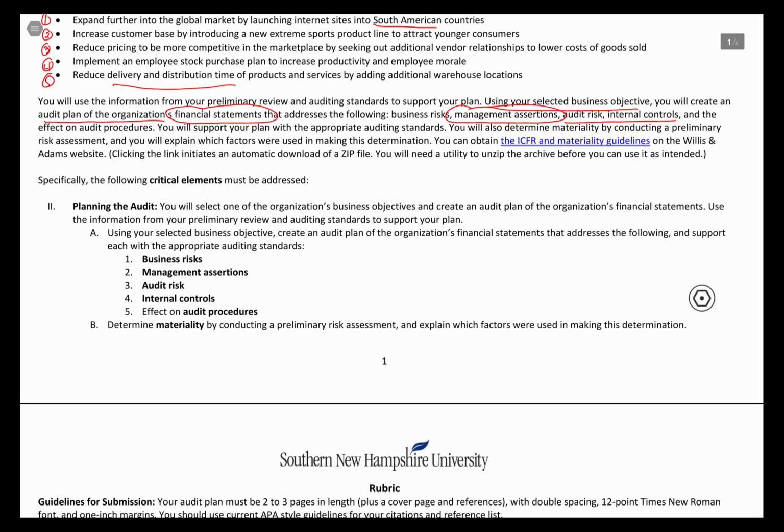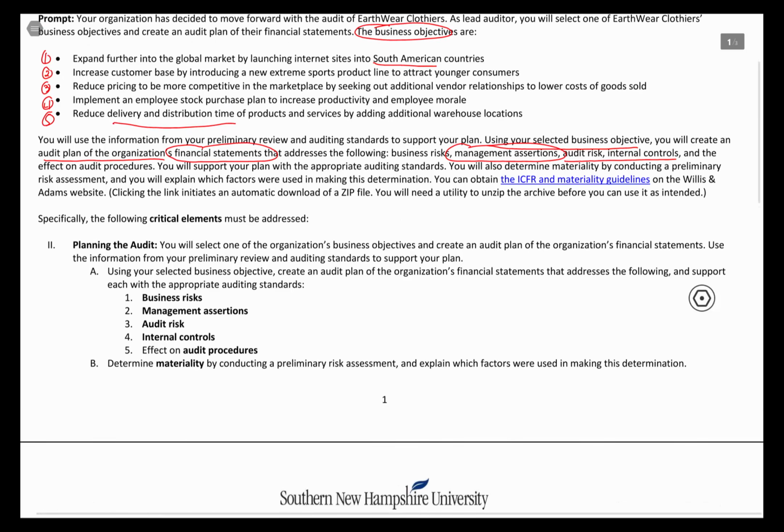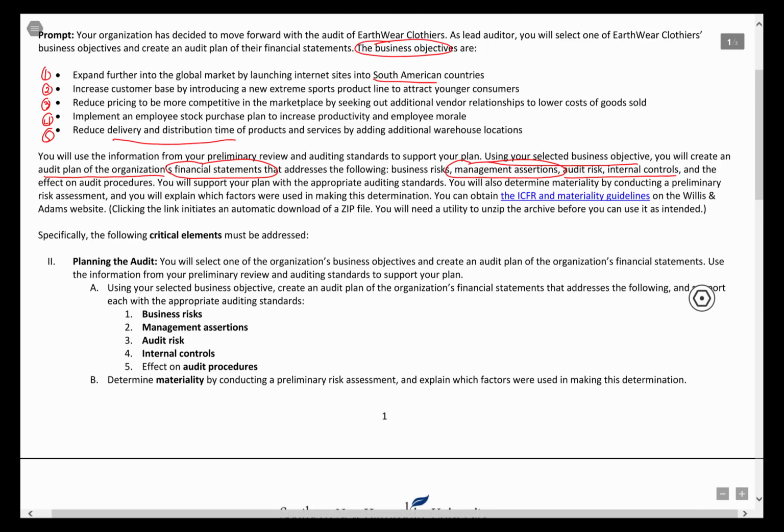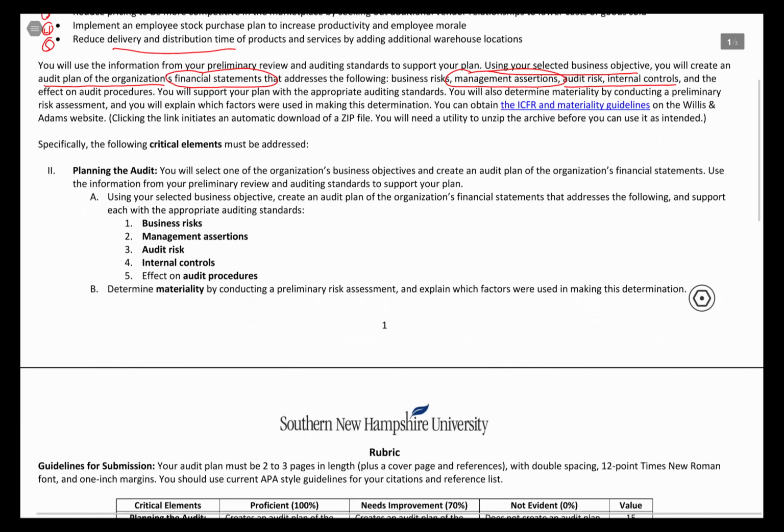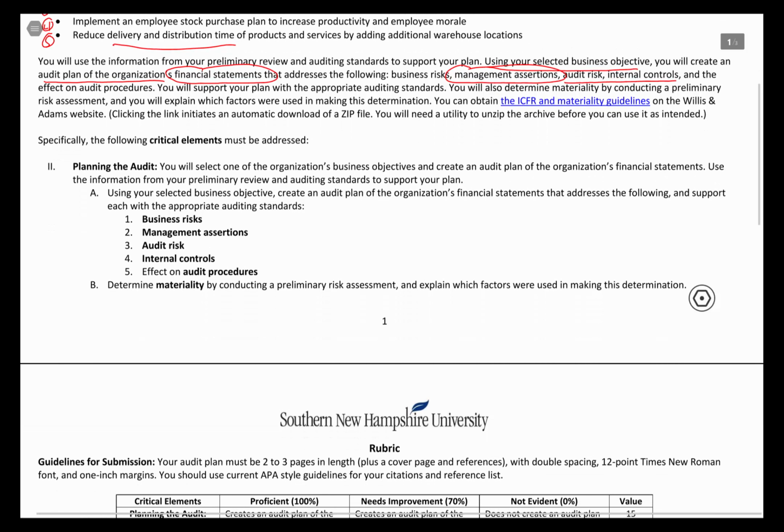So depending on which objective you're picking out of the 5 above here, it depends on how your audit plan will be tailored. But the most critical piece is that when you're planning the audit, you're using the objective that you select, one of the 5 from above, and then you're creating the plan, and your plan has to have the appropriate auditing standards. And here I recommend you go to the PCAOB piece, and then also the auditing standards updates as well.